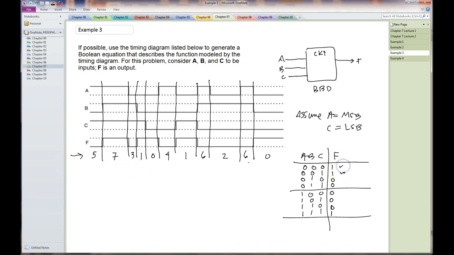What we're interested in is the rows where the output has a 1. Okay, so we're going to write an equation for that. F equals, I can do this because I see there's 3 terms there. Now I'm going to fill these in.